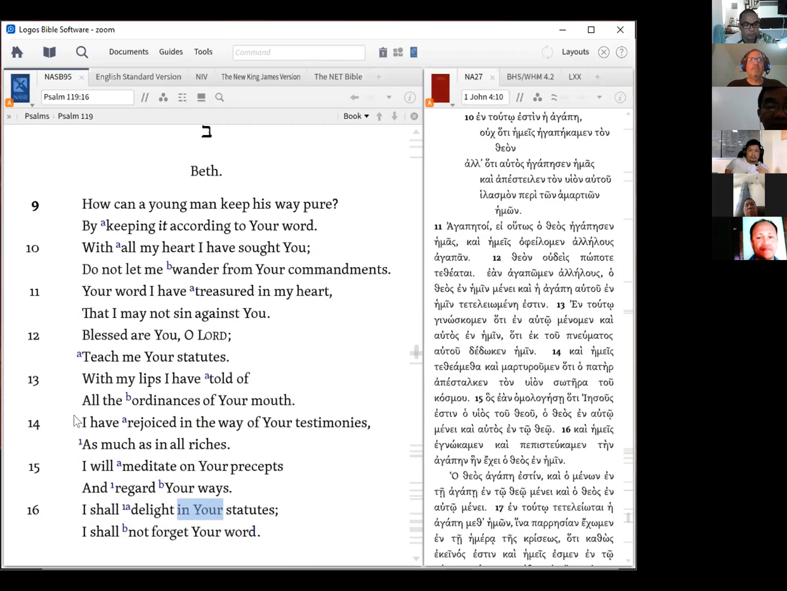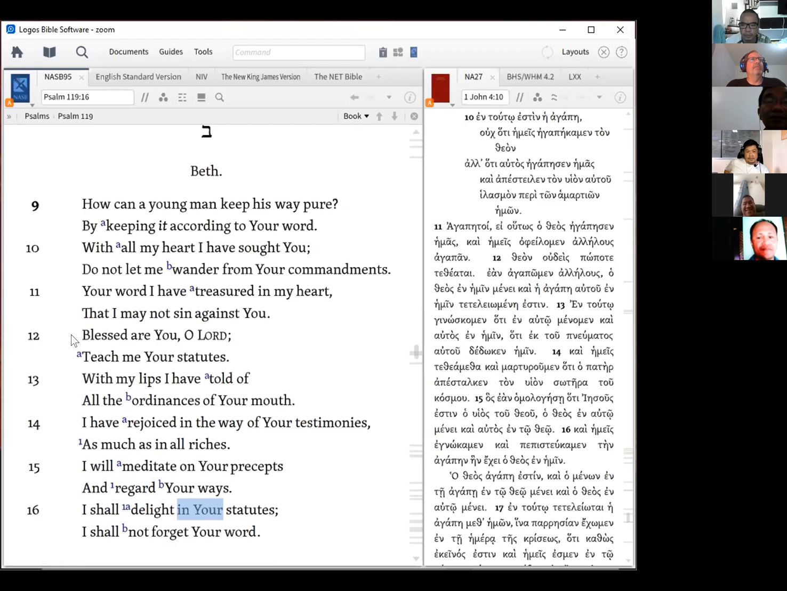Okay? But then other lines here are not synonymous. I have rejoiced in the way of your testimony as much as in all riches. What'd you put for this one, Kenneth? Verse 14. Developmental. Yeah, and what kind of developmental? Addition. Yeah, that's what I would say. All right. But yeah, verse 12 is interesting.